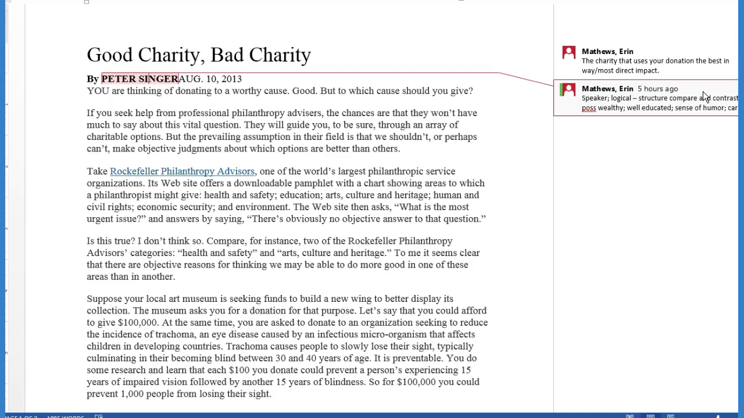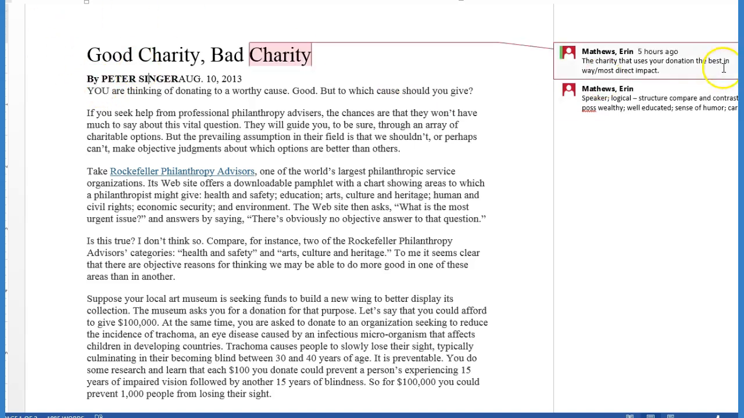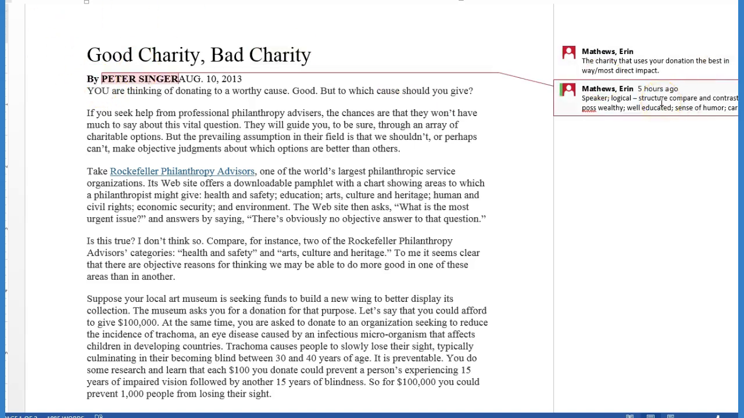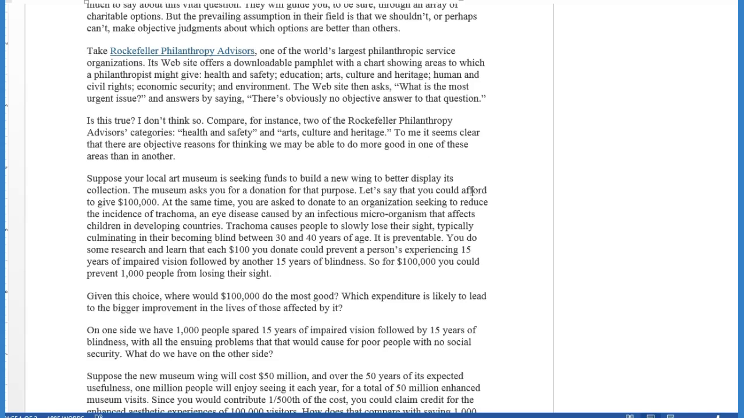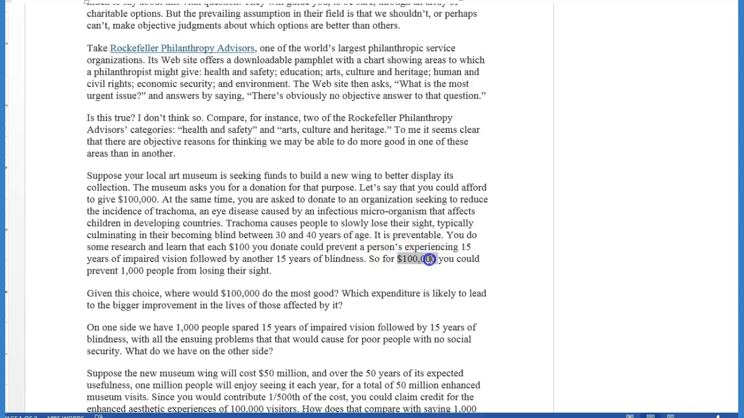As you can see from my example here, I highlighted the name and then I put my comment out here beside it. So Peter, as a speaker, I think he's logical. A way that I was able to identify that was through his structure, with a compare and contrast type of structure that he used to write his piece. Also, I could assume that he is possibly wealthy, because right here I can see that he talks about $100,000 that he uses to give his example.